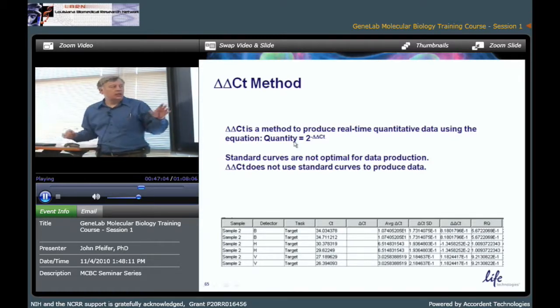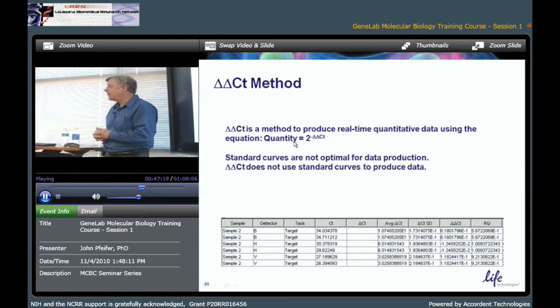Another question. I'm going to rephrase your question: is delta CT only good for relative quantification? Can it also be used for absolute? More good news. The answer is yes. You can use it for both relative and absolute.